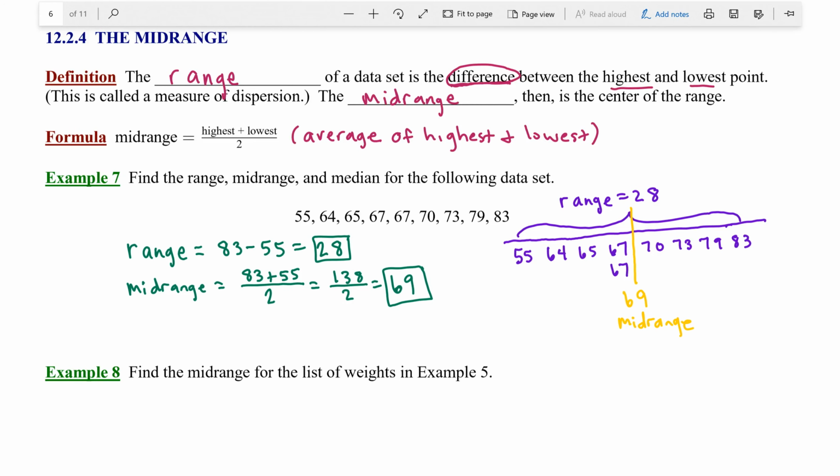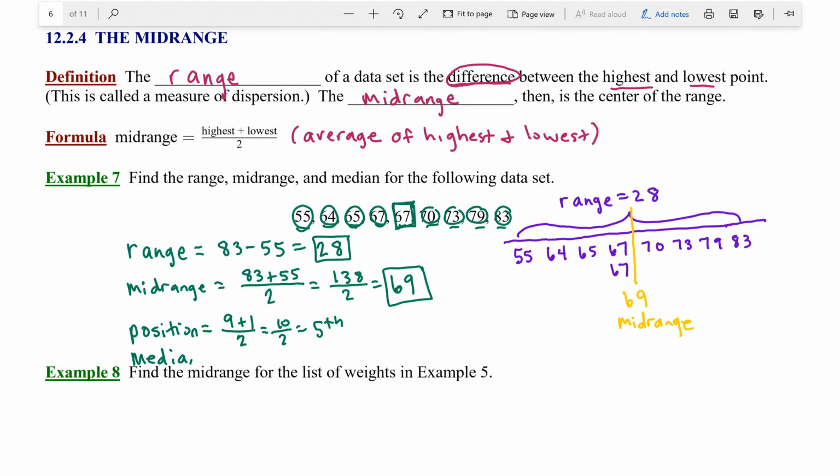Now let's answer the last question. We want to find the median. So notice we have 1, 2, 3, 4, 5, 6, 7, 8, 9 data points. So the position of the median is going to be in the (9 plus 1) divided by 2 position, or the 5th position. So I'm going to count 1, 2, 3, 4, 5 from the bottom, or 1, 2, 3, 4, 5 from the top. We can see that the middlemost value, or the median here, is 67.